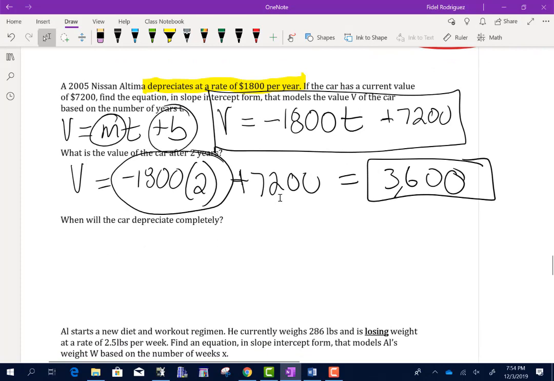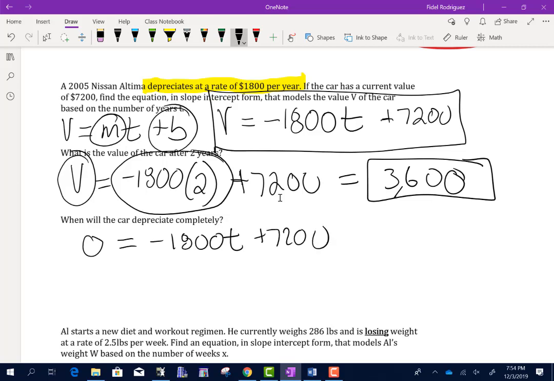All right, last part of the question. When will the car depreciate completely? Guys, if the car depreciates completely, what's the value of the car? 0. So 0 equals negative 1,800 T plus 7,200. All I'm trying to do here, guys, is get my T by itself. So look, I have two options. I can either move my 1,800 or I can move my 7,200. I'm going to move the 1,800 because then it becomes a positive 1,800.